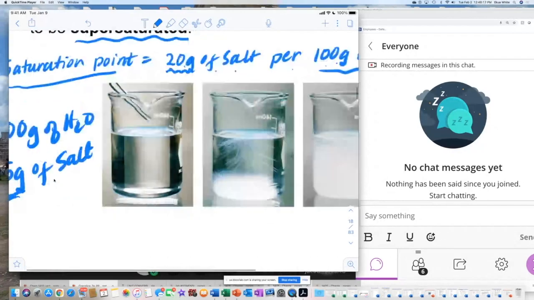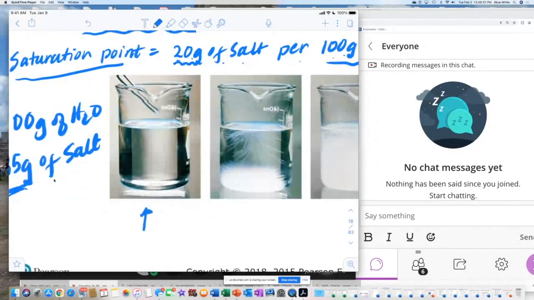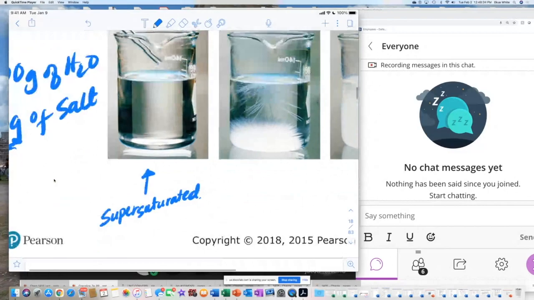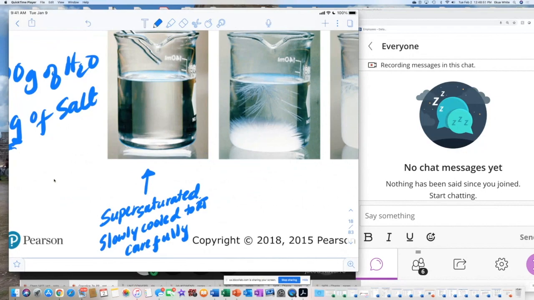So what they've done here is they have made a supersaturated solution, and you can't tell it's supersaturated, right? Because it looks like any other solution. And they have slowly and carefully cooled it to room temperature. At room temperature, it looks like any other liquid. Actually, it could look just like the solvent, right? But we know it's supersaturated because of what happens next.